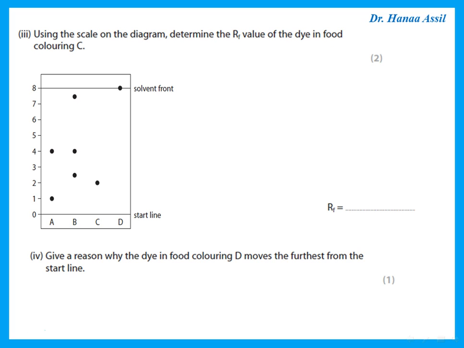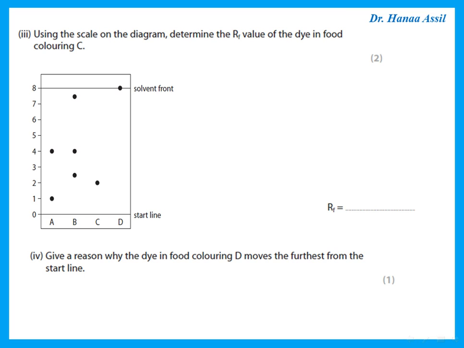Using the scale, and remember he has a scale there. Can you see the scale? 0, 1, 2, 3, 4. Determine the RF value of the dye in food coloring C. Can you see where C is? How do we determine RF values? Do you remember what is RF value?